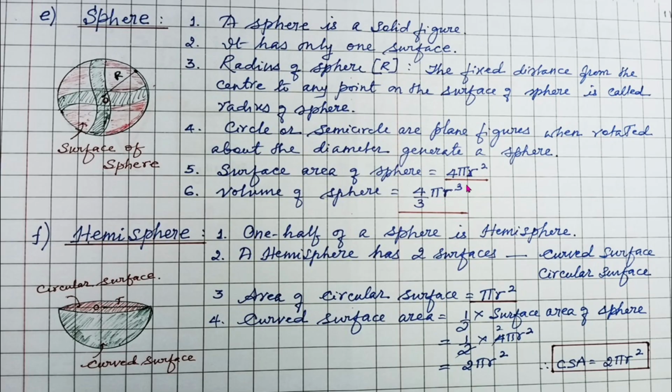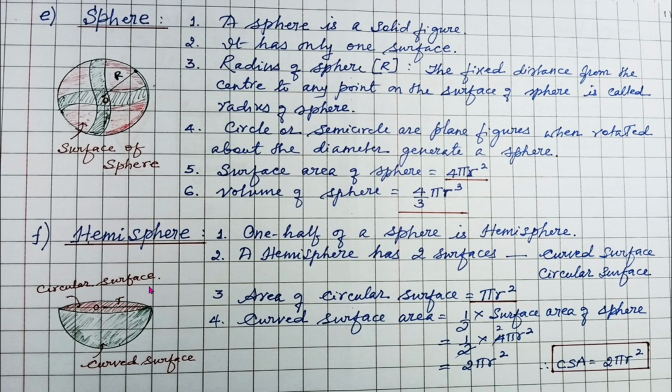Just remember these formulas. If you want to learn how to derive these formulas, it will be discussed in a separate learning session. So please remember that. Now hemisphere is 1/2 of sphere. Therefore the surface area of a hemisphere is 1/2 of a sphere, and that is 2 pi r square. The area of the circular base is pi r square, and the curved surface area of a hemisphere is 2 pi r square. The total surface area is pi r square plus 2 pi r square, that is 3 pi r square.